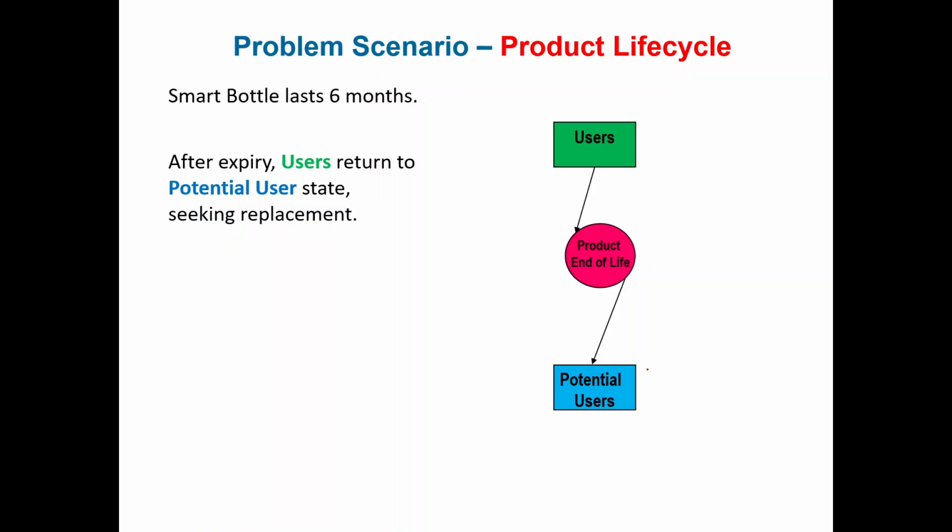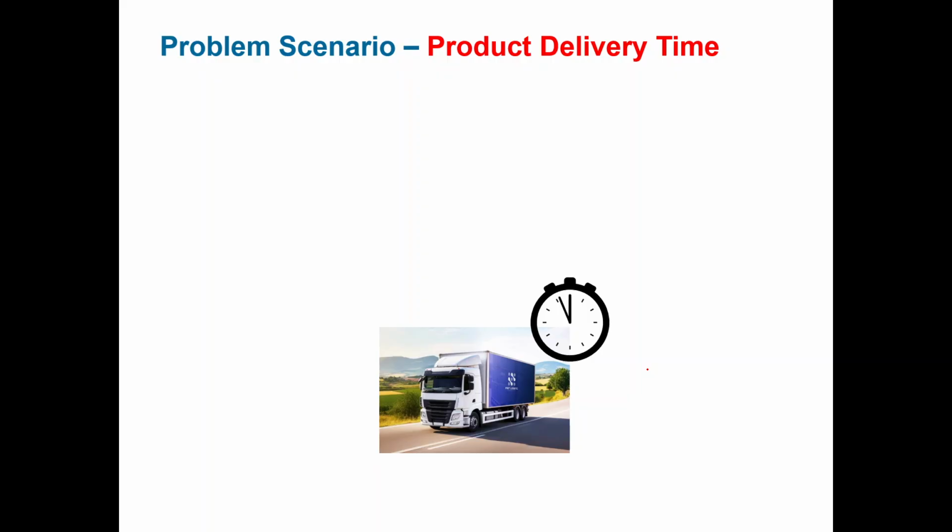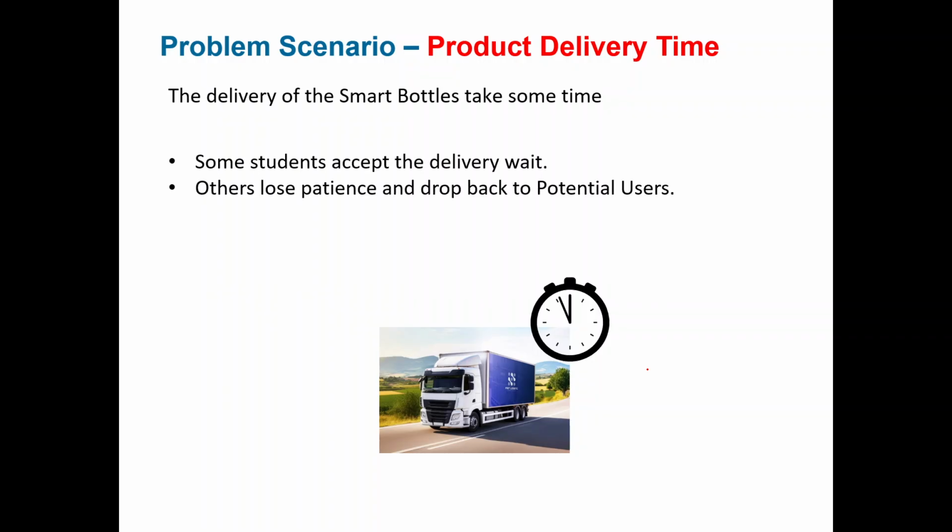Another very critical aspect of product adoption is the product delivery time. Obviously, like all the products in this world, the delivery of this smart bottle will take some time, and some of the students would happily wait for this product to be delivered, while others might lose their patience and cancel their idea of purchasing the product. So this is a brief scenario of this problem.